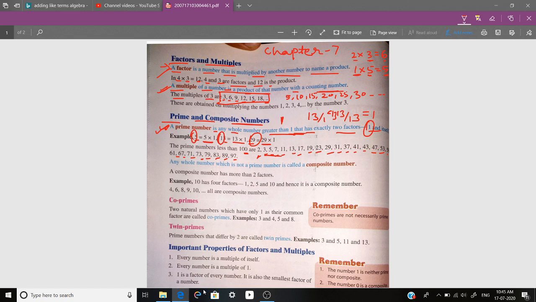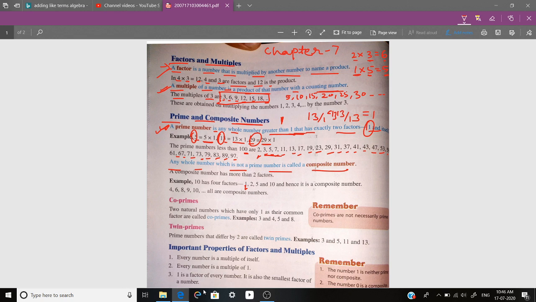Now, what is a composite number? Any whole number which is not a prime number is called a composite number. This is very simple. Any whole number which is not a prime number, that number is called a composite number. For example, as you can see, 1 is not there in this list. So 1 is not a prime number. Then 1 is a composite number.